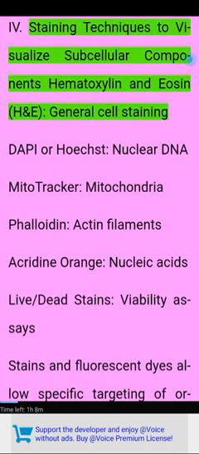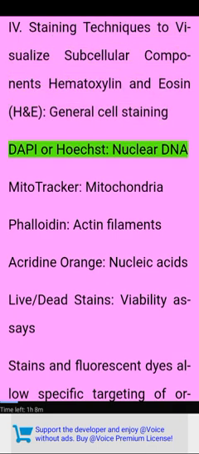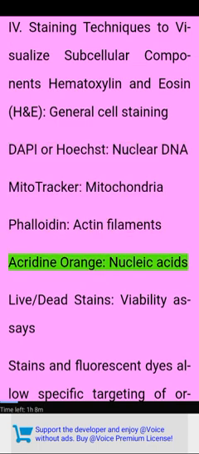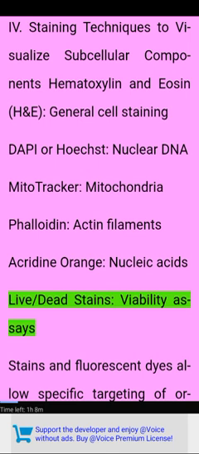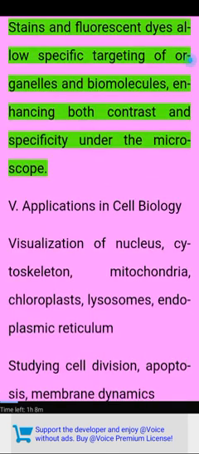IV. Staining techniques to visualize subcellular components: Hematoxylin and eosin, H&E, general cell staining. DAPI or Hoechst, nuclear DNA. MitoTracker, mitochondria. Phalloidin, actin filaments. Acridine orange, nucleic acids. Live/dead stains, viability assays. Stains and fluorescent dyes allow specific targeting of organelles and biomolecules, enhancing both contrast and specificity under the microscope.